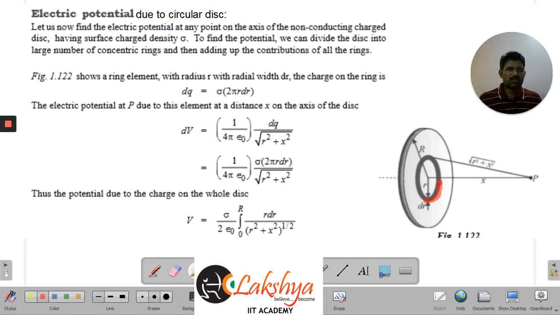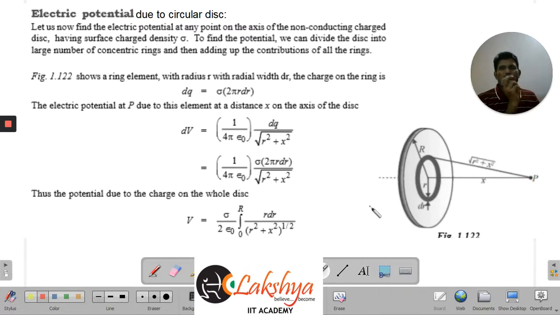So now this is our element that we are taking here. This is the ring element. That small element is of radius r. I think you got what element we are taking. So this is the small element we are taking, and from the center, at a distance x, we need to find the electric potential at this point here.